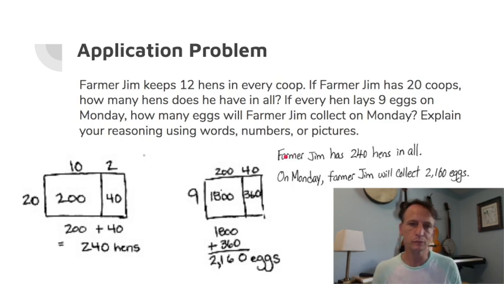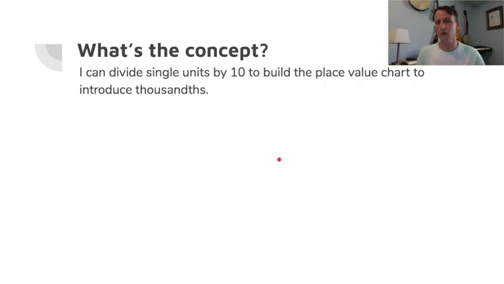All right. So here we go, into the core of the lesson. What we're going to be doing here is dividing single units by 10 to build the place value chart to introduce you to your new friend, a pink hippo named Boo Boo Butt.